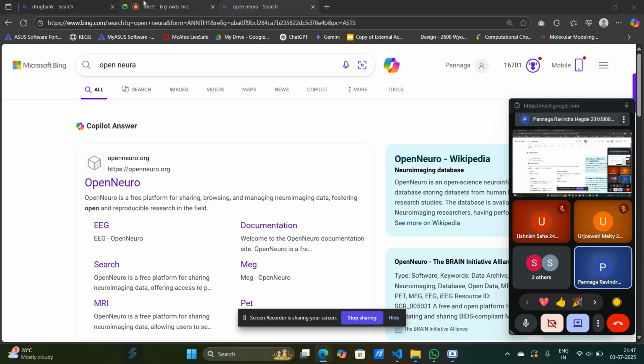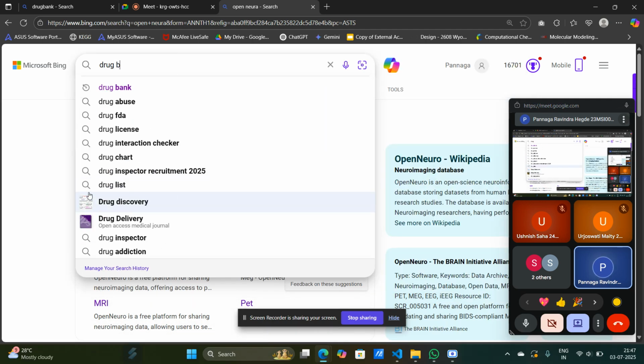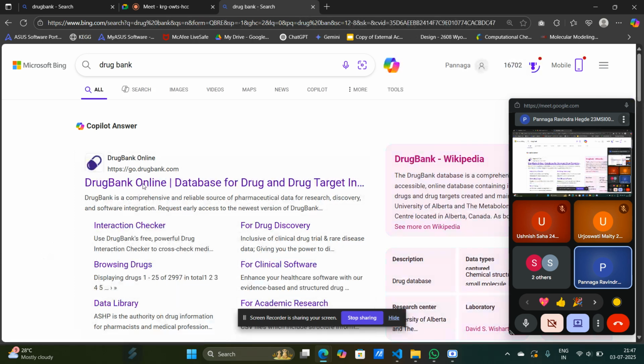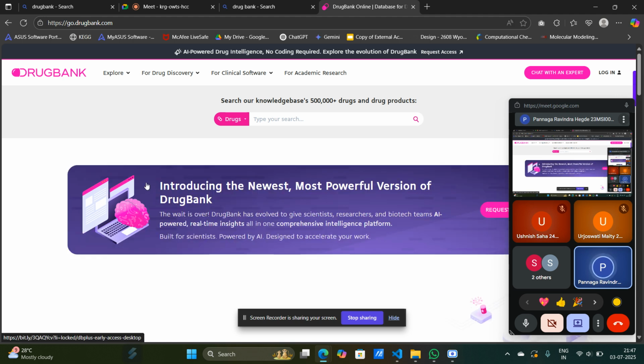Okay, so let's go to DrugBank and open this. And then today we are not going to look into drugs. We are going to select targets. And the speciality is even if you type the name of the drug, it will give you the results, and those results are going to be the targets for those drugs.